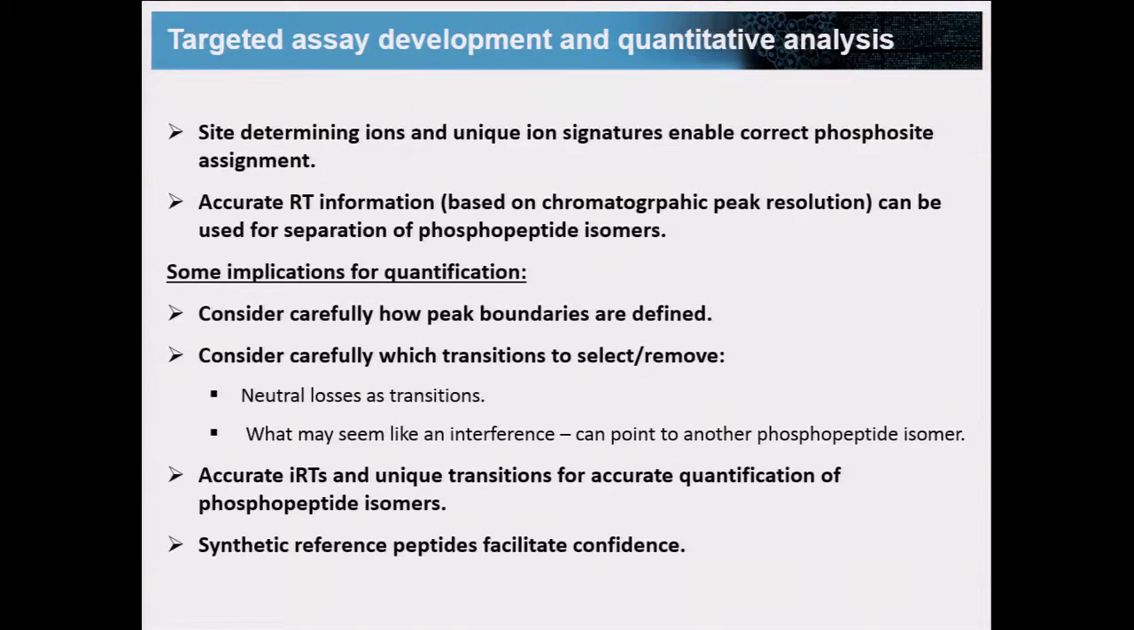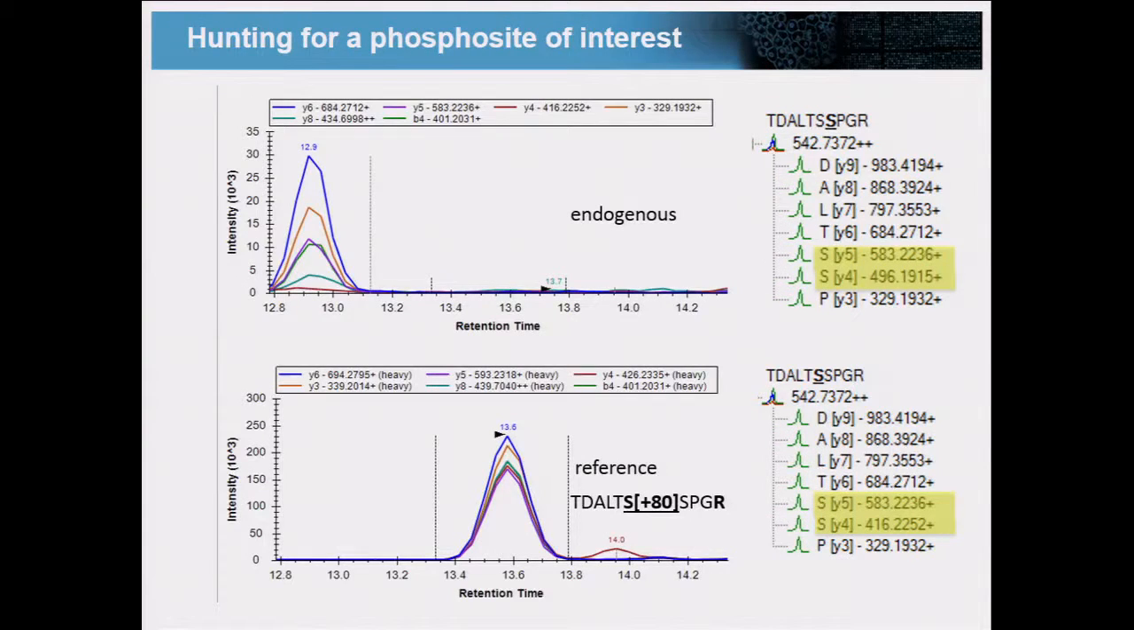If we do have accurate iRT and we do have unique transitions, then we can do the quantification of phosphopeptide isomers. And as I've showed you here, in one example, if we have a synthetic reference peptide, then sometimes it's very useful to find these very small shifts in retention time. Because if we look at the example before, if we hadn't had this peptide and we would just see here a P group, we would need to, of course, use all the other scores, dot product, and everything else that we learned along the time.